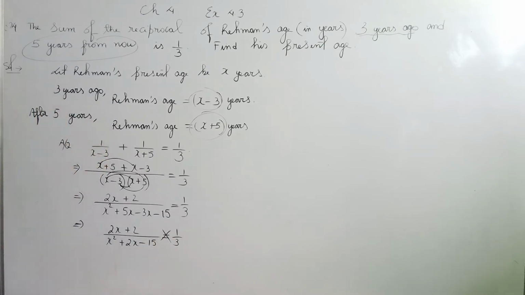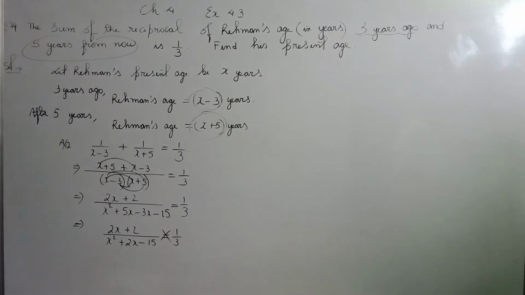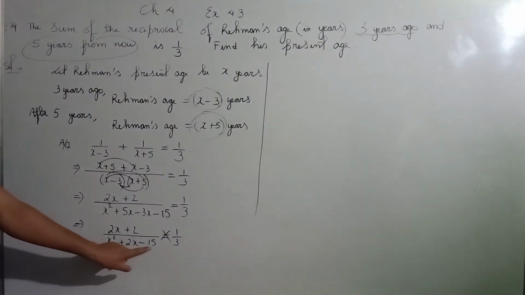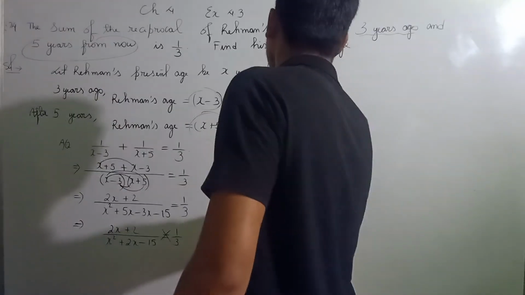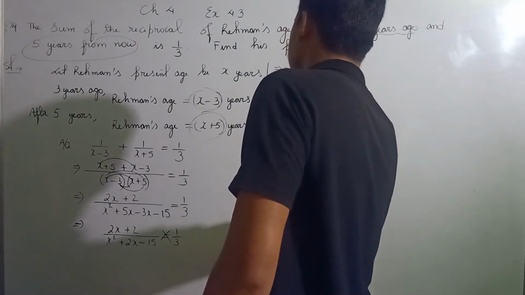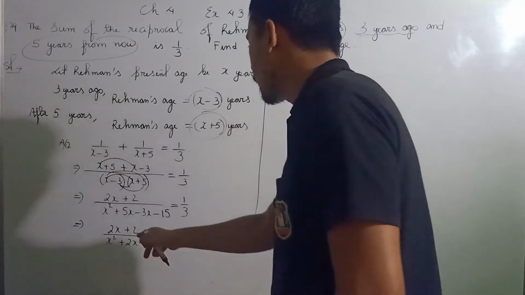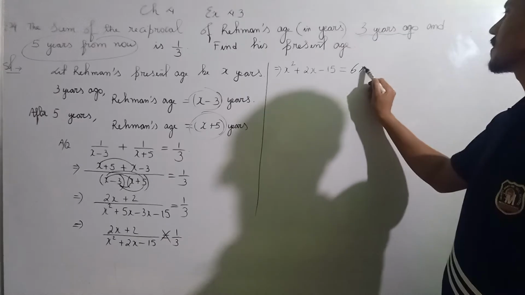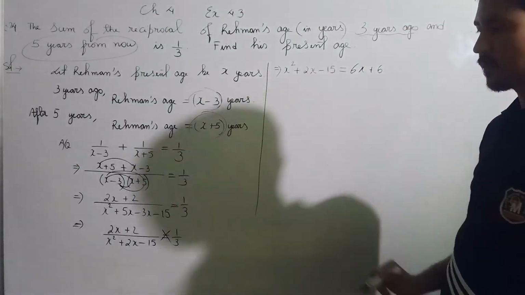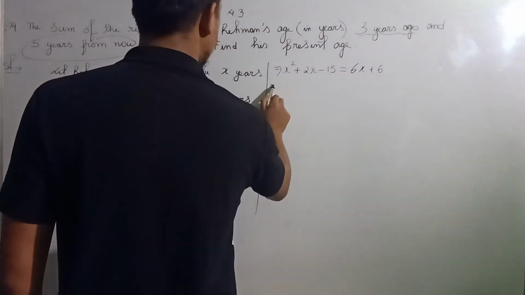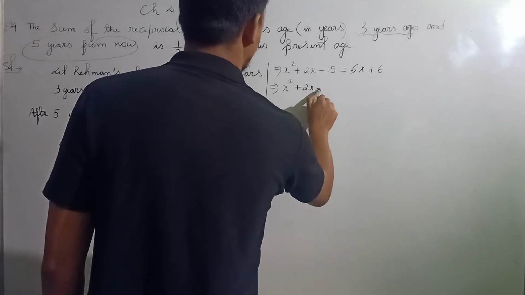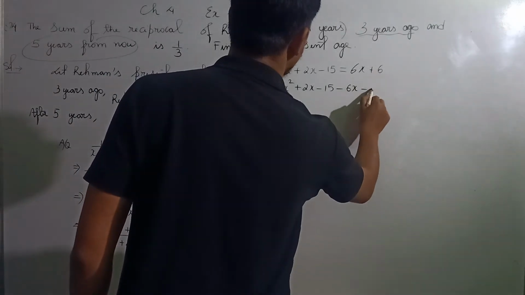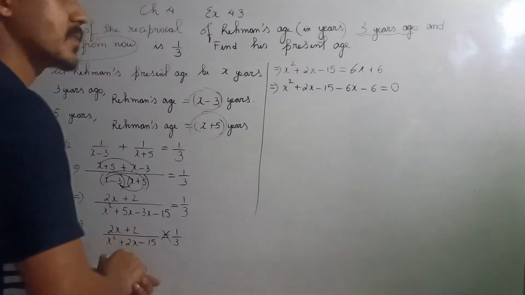Let us cross multiply. If we cross multiply, then we will have x square plus 2x minus 15 times 1 will be simply x square plus 2x minus 15, correct? Is equal to twice x plus 2 times 3. So 3 times 2x is 6x plus 3 times 2 is 6 again. So x square plus 2x minus 15, plus 6x can be transposed to the left side as minus 6x. Similarly for 6 as well. Plus 6 you can transpose it as minus 6.